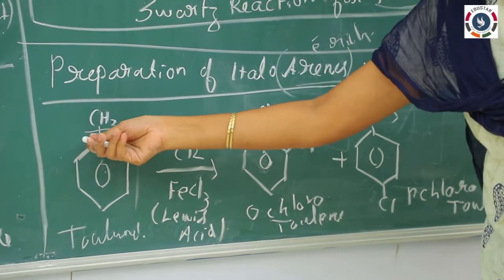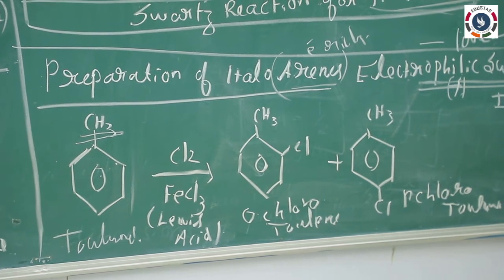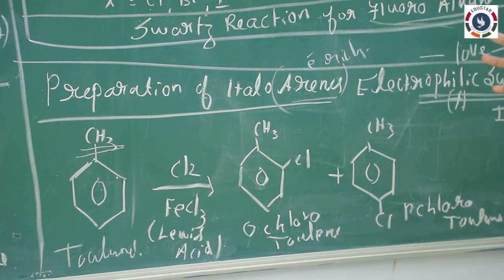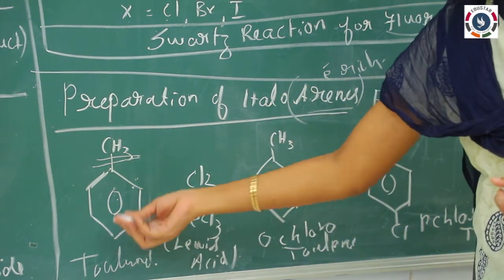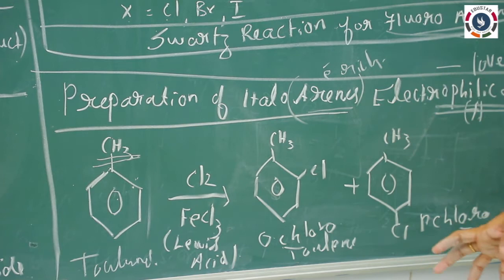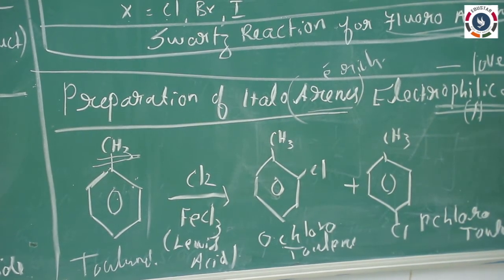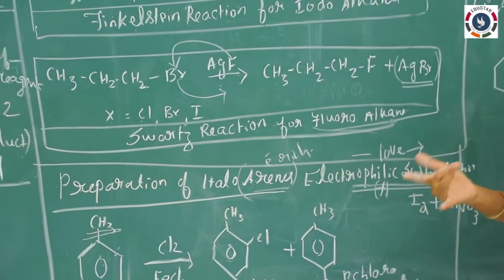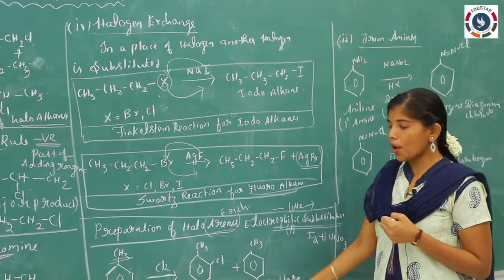Here this methyl group will behave as an ortho-para director. Do you remember this term? Ortho-para director means the one substituent which is present in the ring will influence or direct the incoming group to either the ortho position or the para position. That is called the ortho-para director. I am repeating. Ortho-para director means the substituent or group present in the ring will direct the incoming group to sit in its ortho or para position.